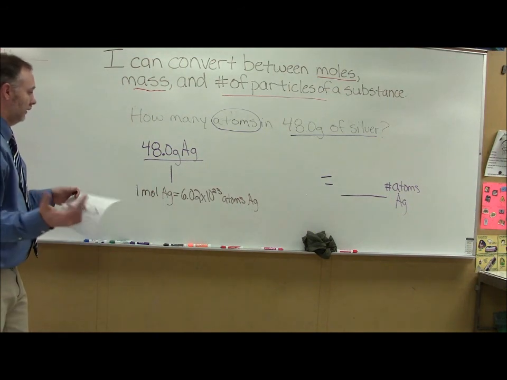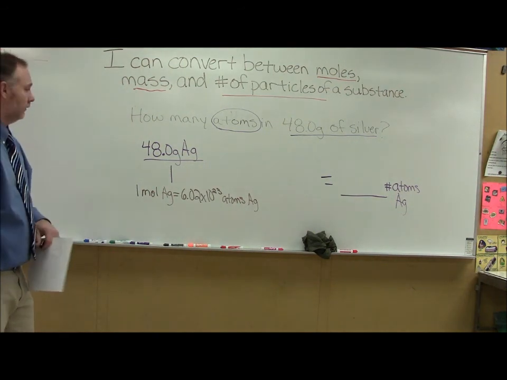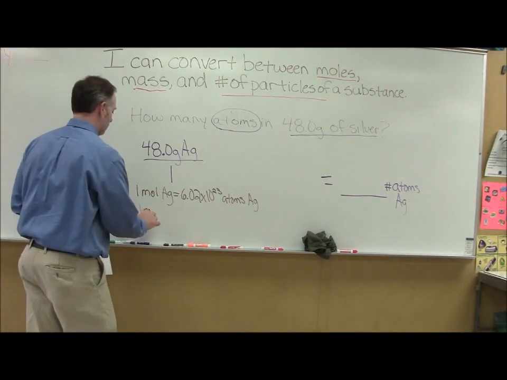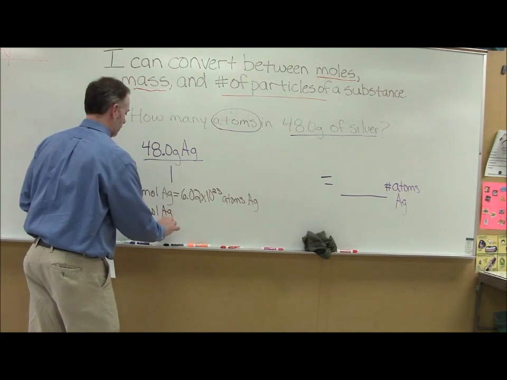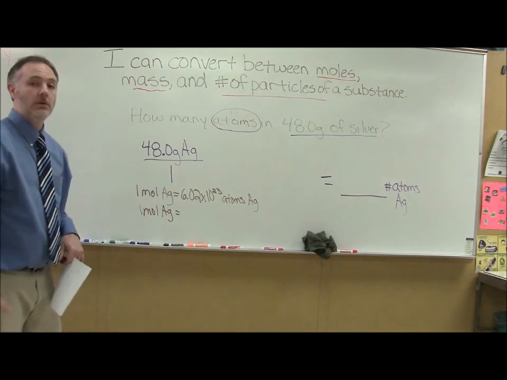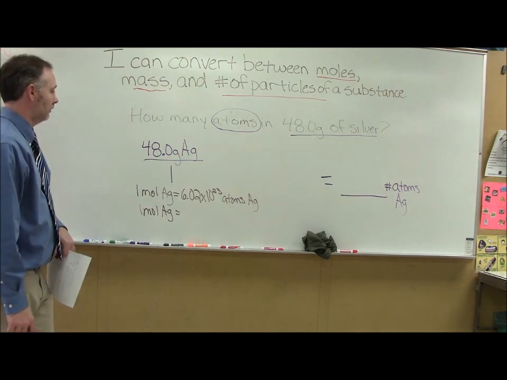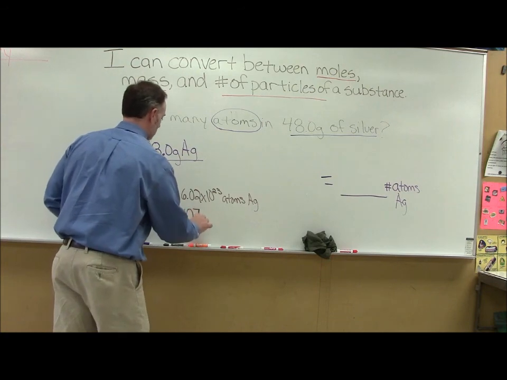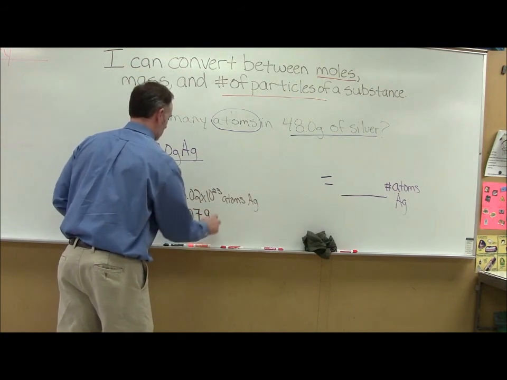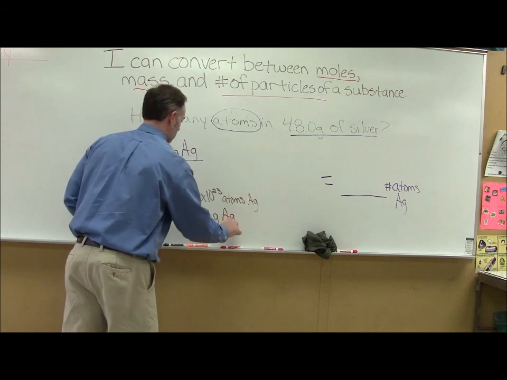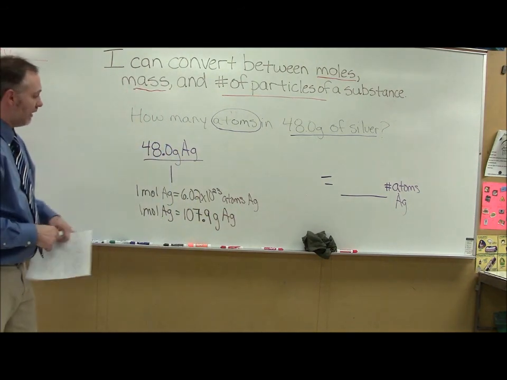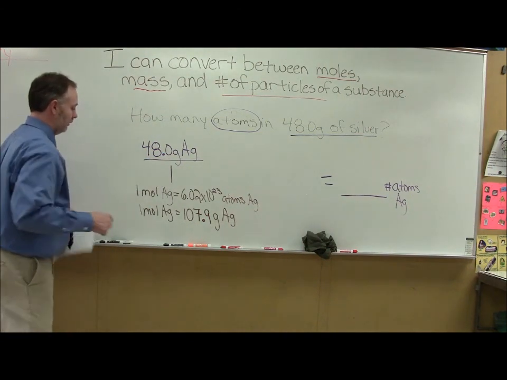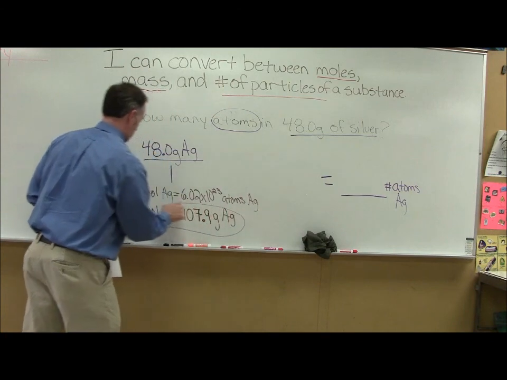The only thing is, I still don't have anything to start out canceling my grams of silver. But here's the thing. I know 1 mole of silver. If I look at the periodic table, it's going to tell me how many grams are in 1 mole of silver. And that was 107.9. Now I have something I can start with, because I've got to cancel out the grams. So we're going to use this conversion first.